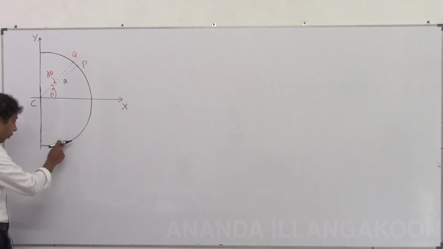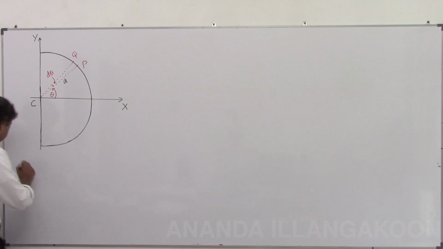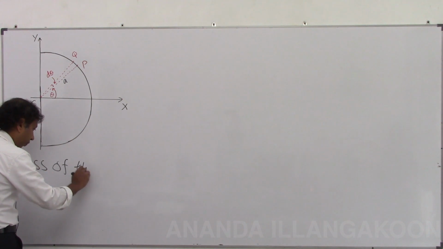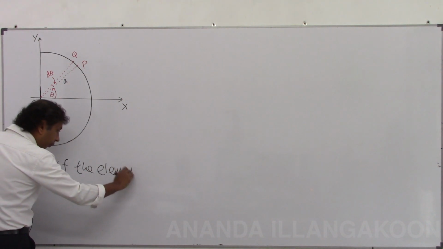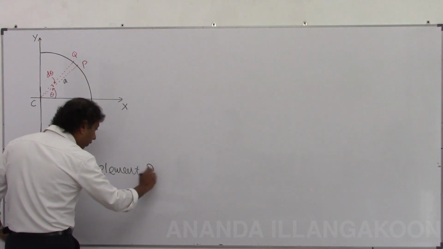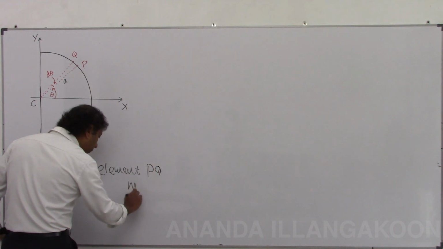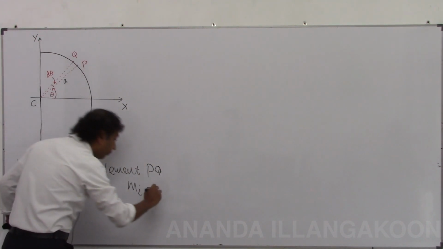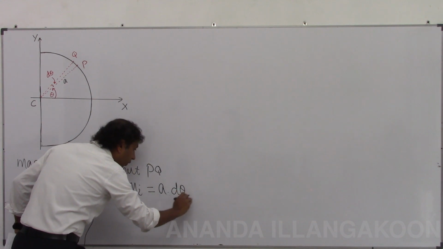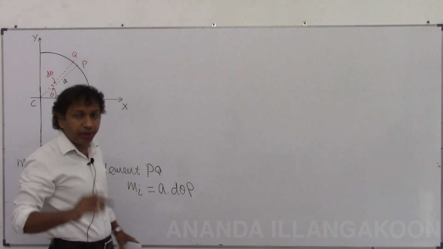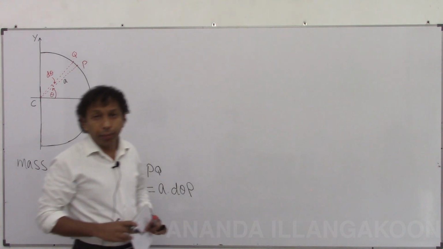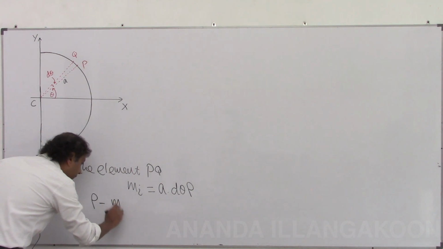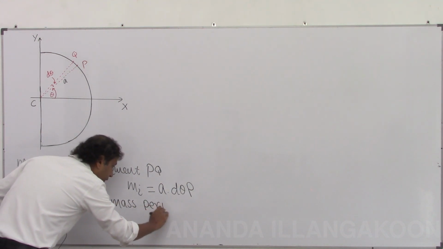Find the mass of this element. Then you can write the mass of the element PQ. We write the mass as m_i equals the length, a d theta, times rho. There you have to write the meaning of rho. Rho is the mass per unit length. You must write this here.